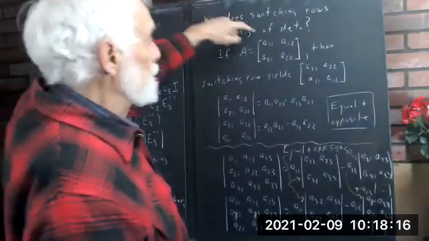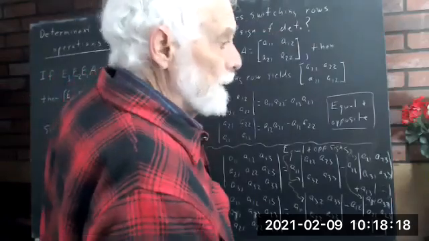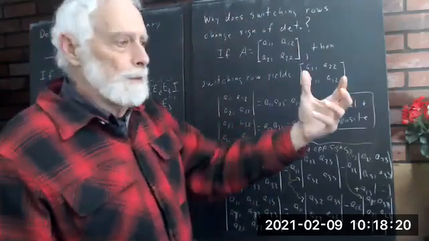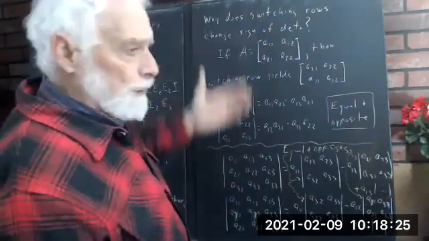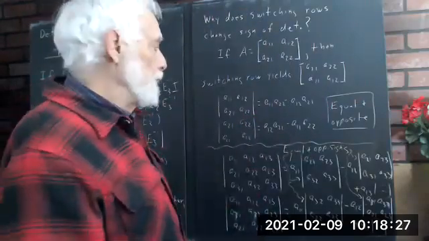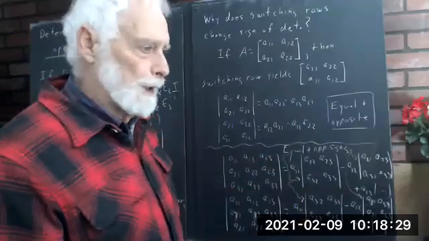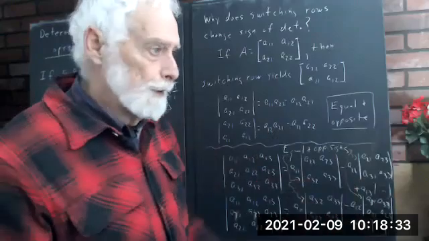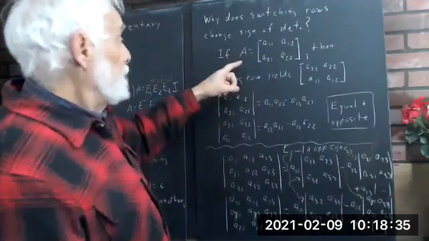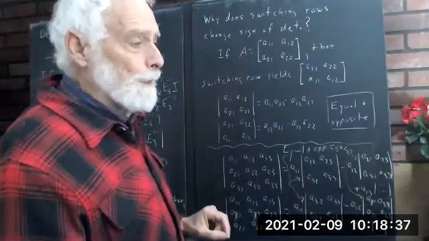So why does switching rows change the sign? Well, it's a very simple inductive argument, but you might not have seen many inductive arguments. So this could be an introduction to inductive arguments, which are very important in mathematics and in the mathematics that you're likely to encounter in your curriculum. Well, okay, it comes down to this.